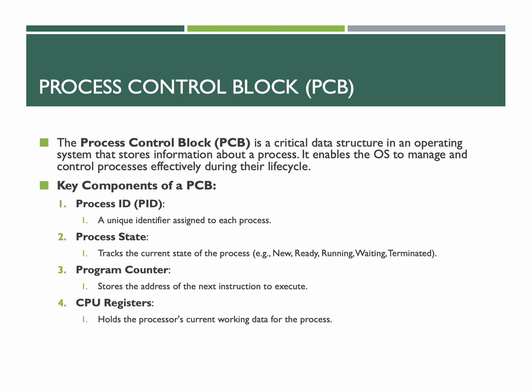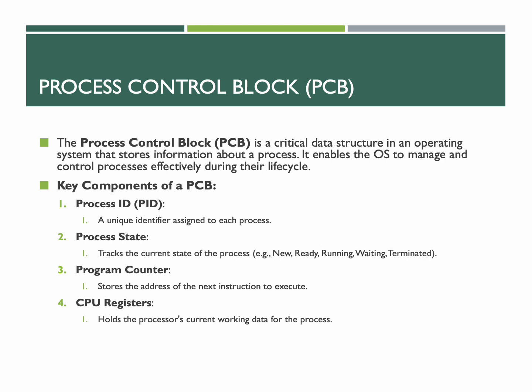Okay, so third is program counter. The program counter stores the address of the next instruction the CPU needs to execute for this process. This is crucial for resuming the process after a context switch. Then last we have CPU registers. These registers hold the current working data for the process. During a context switch, the values in these registers are saved to the PCB and restored later when the process resumes.